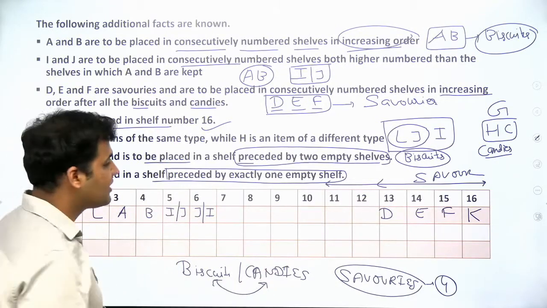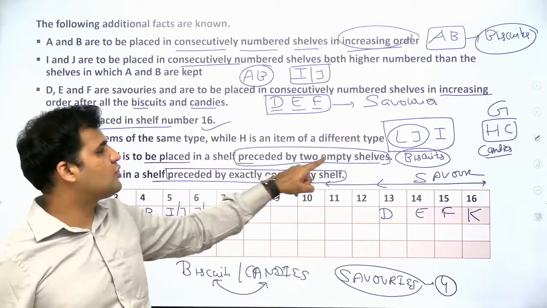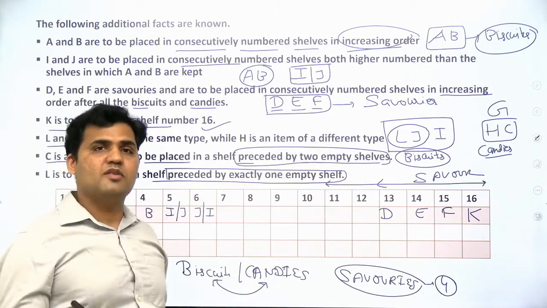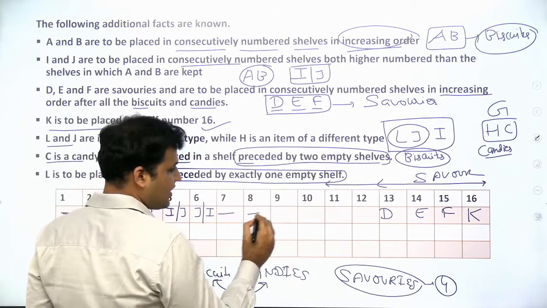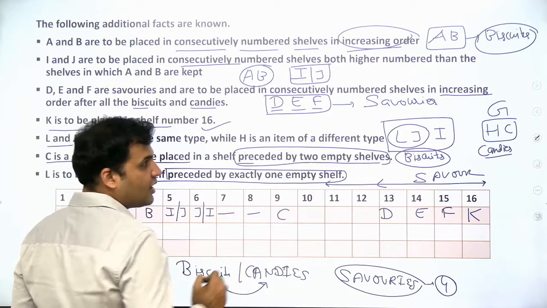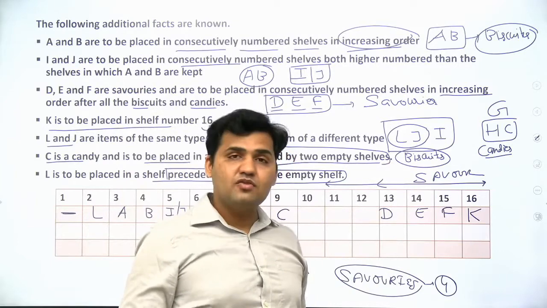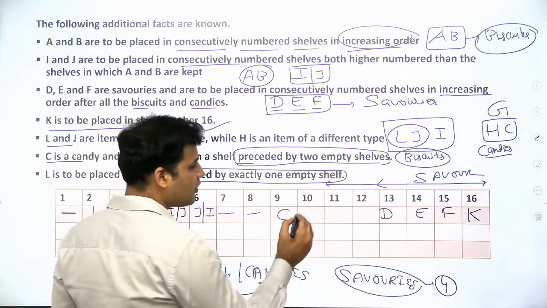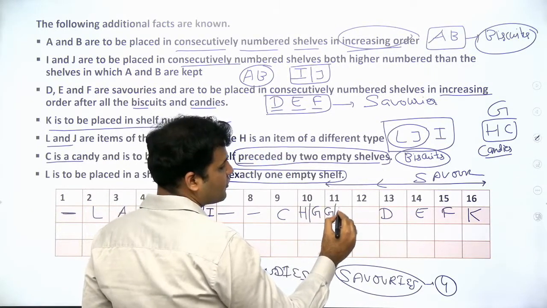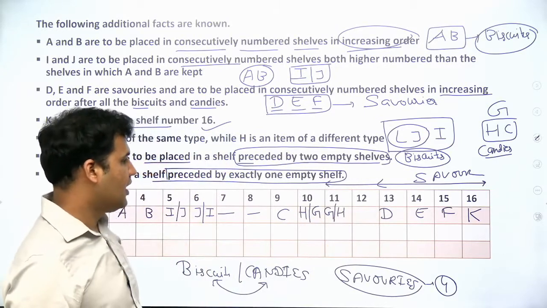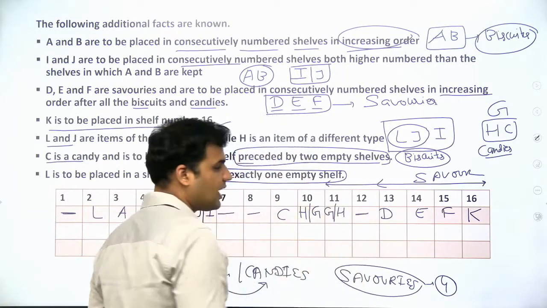Now we are supposed to place the candies. We have 3 candies and C is one of the candies which has to be preceded by 2 empty shelves. So among the candies, C has to be the first item to be placed. So 2 empty shelves means 7 and 8 will be empty. So C will be over here. And out of H and G, we do not specifically know whether H will come first or G will come first, so we'll have to take both cases. Either H will come on 10th or G will come on 10th, or G will come here or H will come over here. Right? And now candies are placed and you have to leave 1 empty shelf. So 12 will be the empty shelf over here.